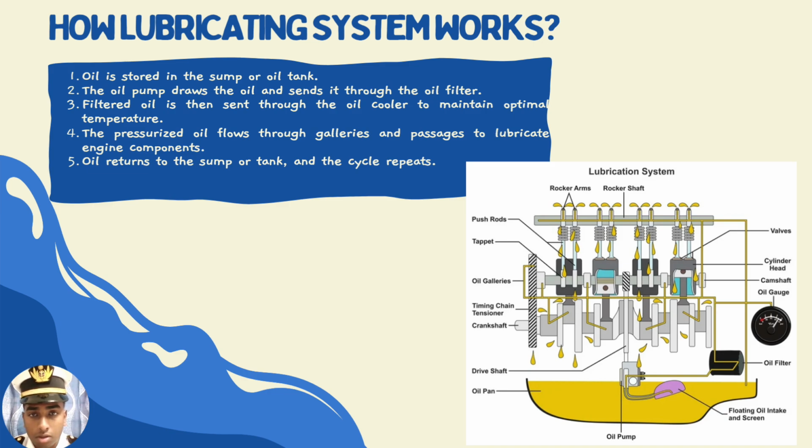Now I'm going to talk about how lubricant systems work. Oil is stored in the sump or oil tank, and then the oil pump draws the oil and sends it through the oil filter. Filtered oil is then sent through the oil cooler to maintain optimal temperature, and then the pressurized oil flows through galleries and passages to lubricate engine components. Finally, the oil returns to the sump or tank and the cycle repeats.